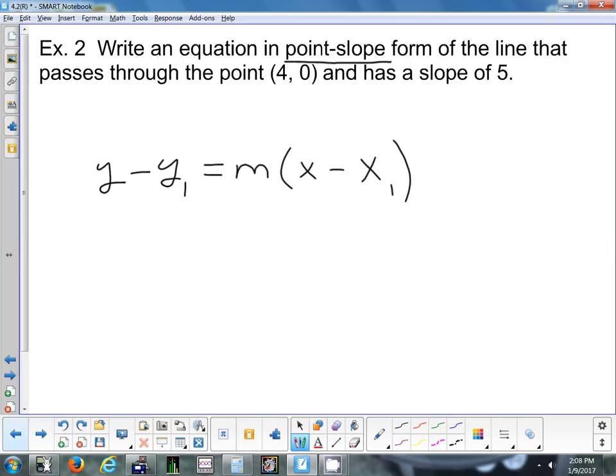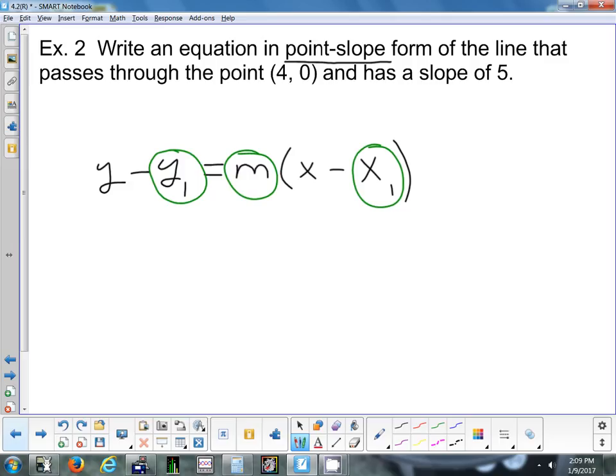Now let's circle the things that we're going to change to numbers. Can somebody tell me one thing here we're going to change to a number? Kyle? We're going to change that y1. What else? Antonio? m. And one more thing. Yeah, x1.